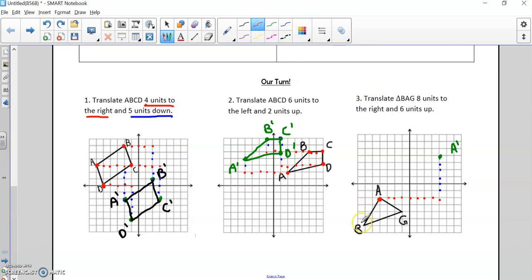Alright, let's do the next point. We have B here. We're going to move it 8 units to the right. 3, 4, 5, 6, 7, 8. And 6 units up. 1, 2, 3, 4, 5, 6. Place our B prime.